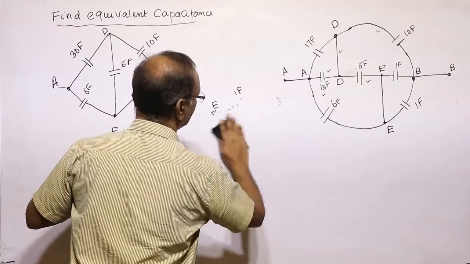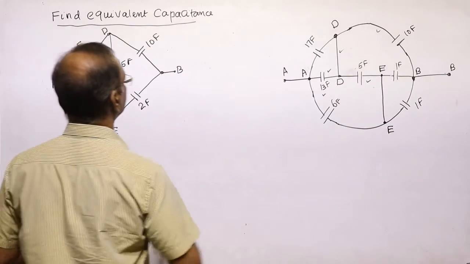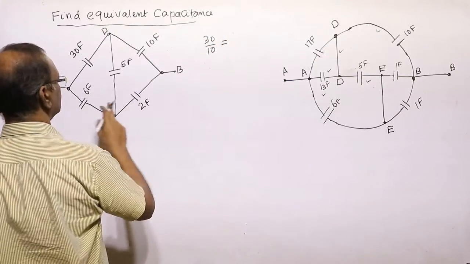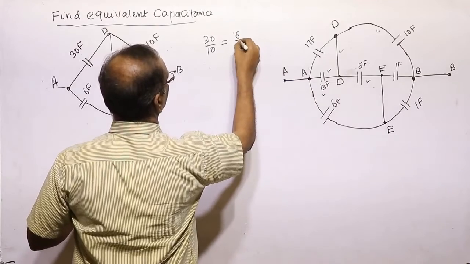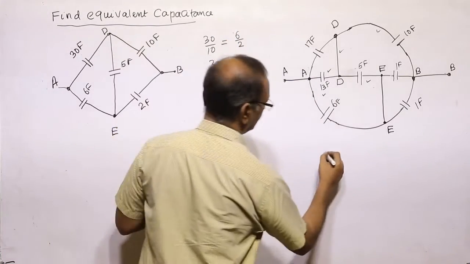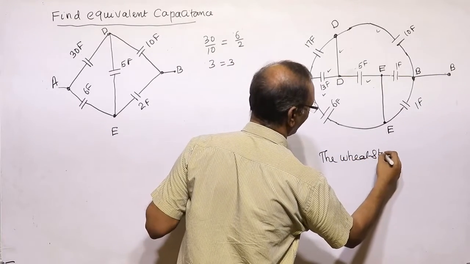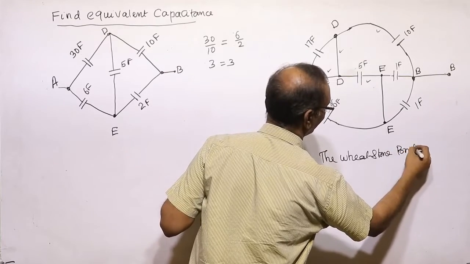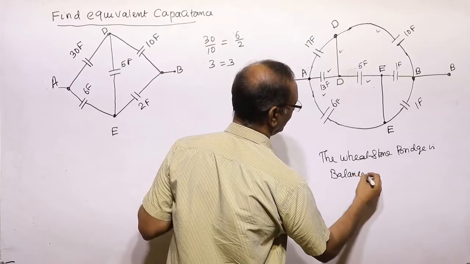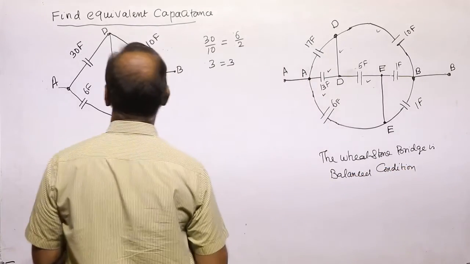Now let us see whether it is balanced condition or not. For balanced condition, this capacitor divided by this one, that is 30 divided by 10, should be equal to this divided by this, that is 6 divided by 2. Farad gets cancelled, so 3 is equal to 3. Therefore, the Wheatstone bridge is in balanced condition.